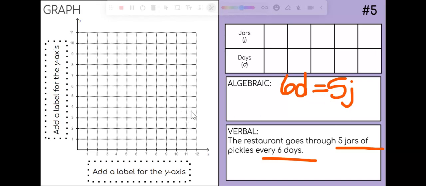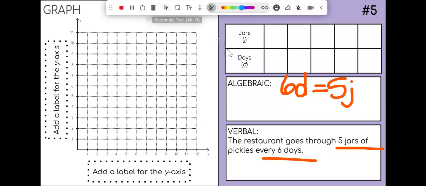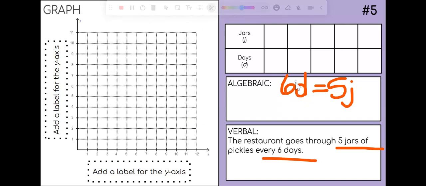So we're going to use our algebra skills and get this so it's just d equals. In all the previous slides, it's just one letter equals something. We don't want the 6. This is multiplication, so I'm going to use my inverse operations. I know this is going to be division. So our equation is d equals 5/6 j. But I want you to put both of these equations in this blank. I want you to start with 6d equals 5j. Hit enter, and then d equals 5/6 j. So every day, they go through 5/6 of a jar of pickles.